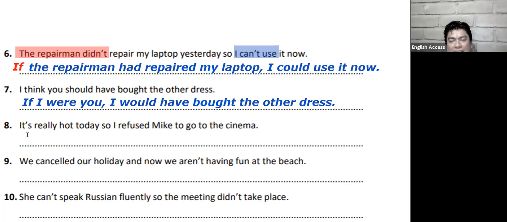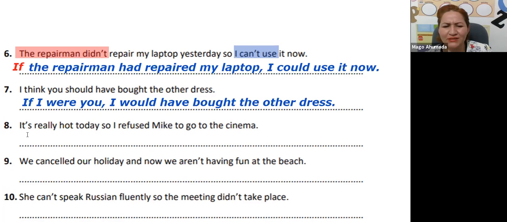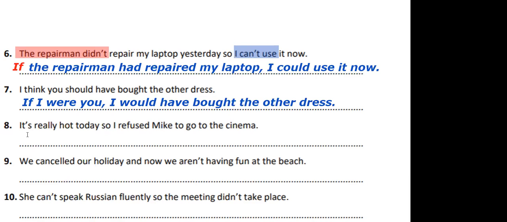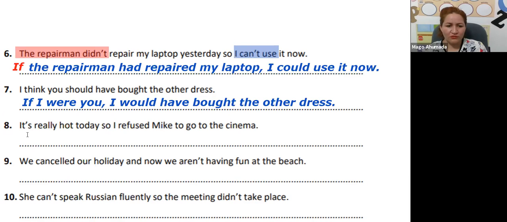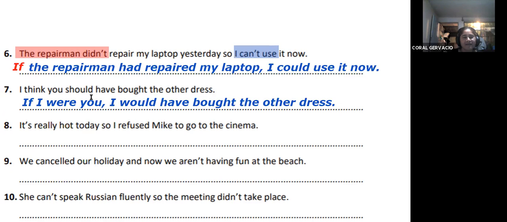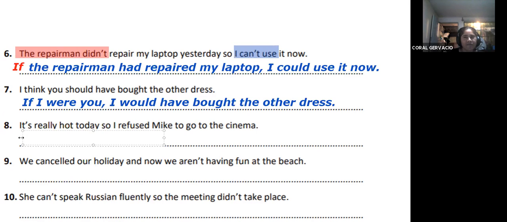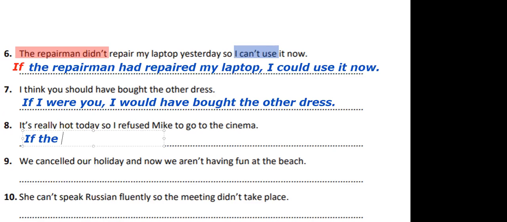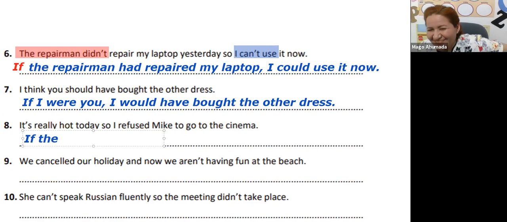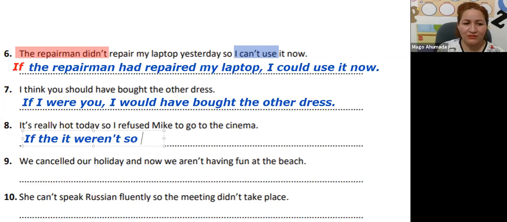It's really hard today. "So I refuse Mike to go to the cinema." Mike is a person? Okay. If the weather weren't so hot, or if it weren't so hot.